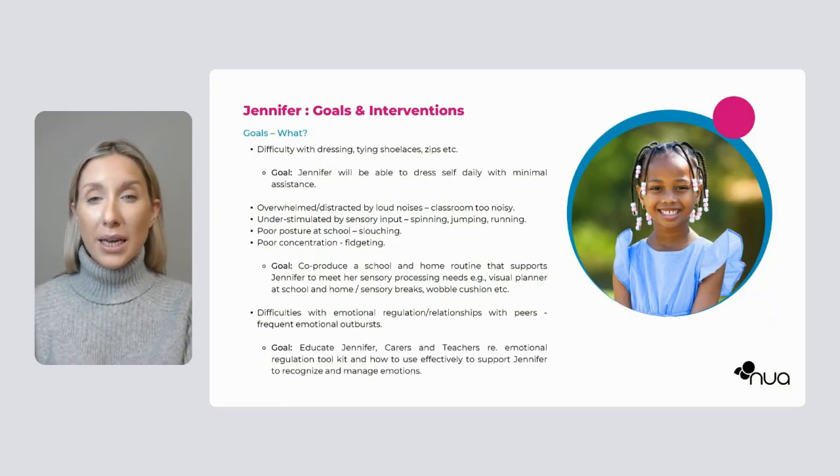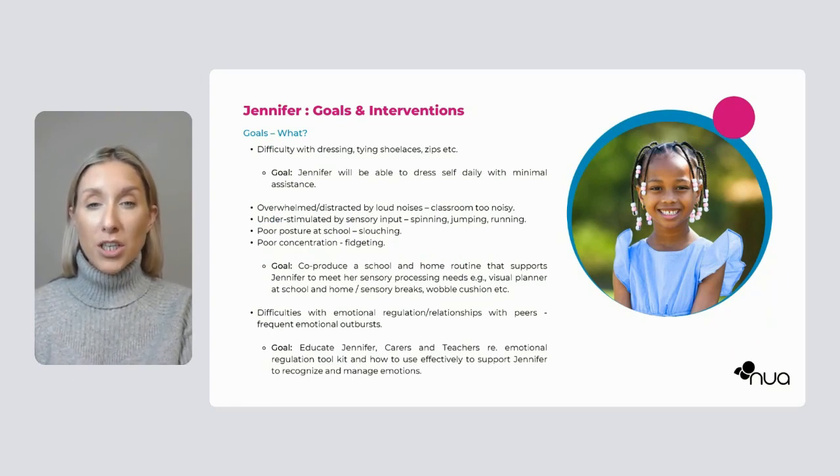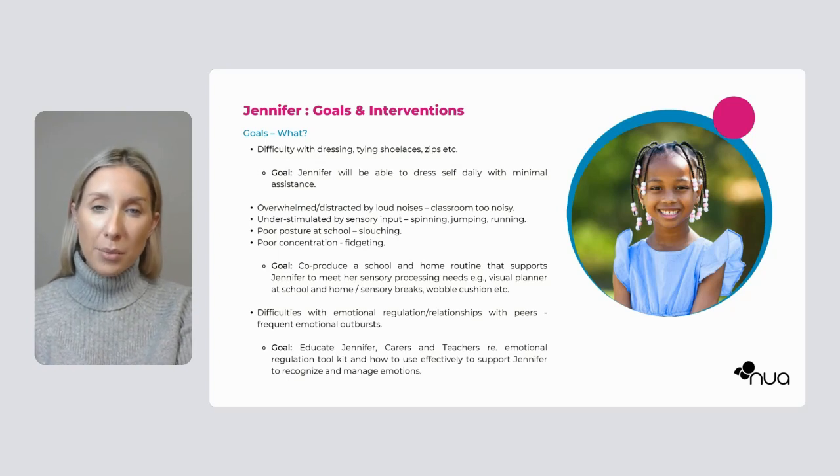In terms of goals, in relation to the difficulty with dressing and tying shoelaces and zips, a goal was set whereby Jennifer will be able to dress herself daily with minimal assistance. In relation to being overwhelmed and distracted by loud noises, understimulated by sensory input, displaying poor posture at school and poor concentration, a goal was set to co-produce a school and home routine that supports Jennifer to meet her sensory processing needs. And this included the implementation of a visual planner at school and at home, introducing sensory breaks into her home and school environment, as well as the wobble cushion.